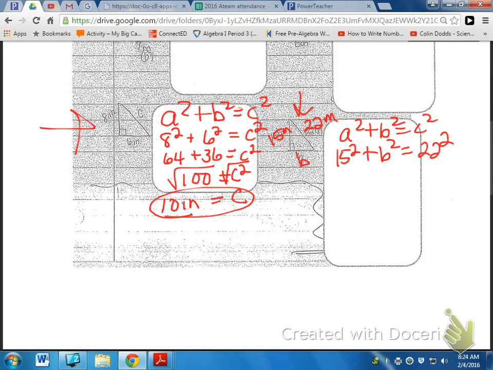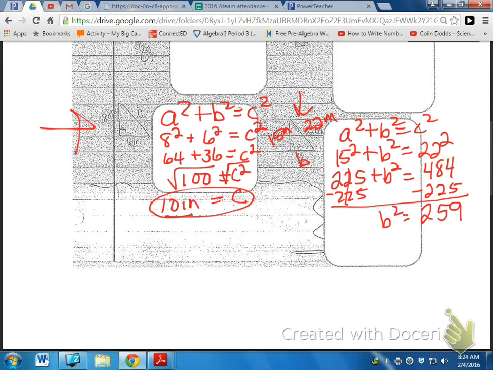And then square them. Do you know what 15 squared is? 225. Right. 225 plus B squared. Do you know what 22 squared is? 484. Okay. And then how are you going to get B squared alone? Subtract 225 from each side. And B squared is 259.